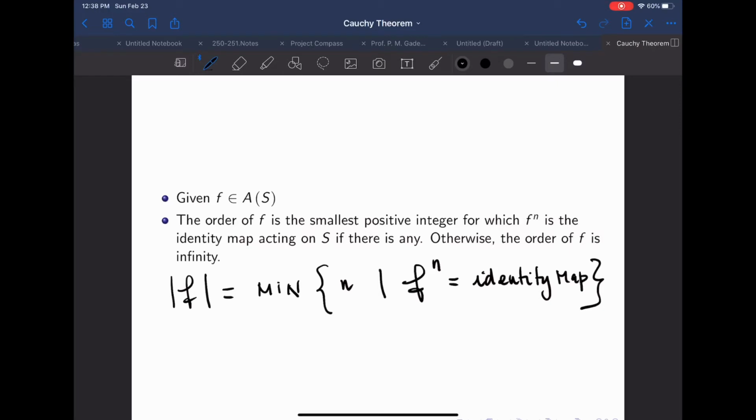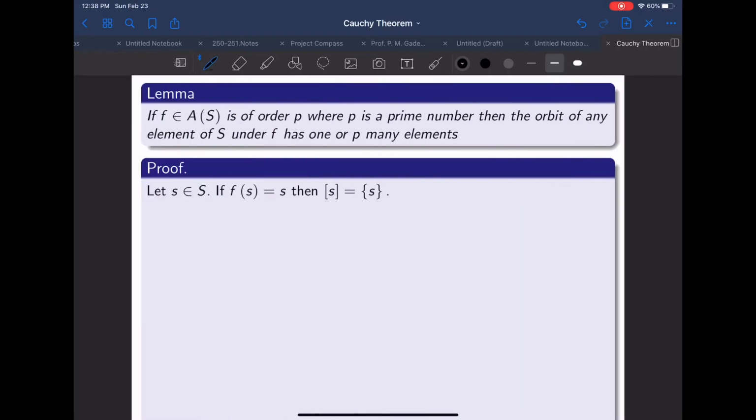Okay, if this is not the case, if this minimum doesn't exist, then we'll say that the order of f is simply infinity. Okay, now in this lemma we'll prove the following. If f is a bijection on S and is of order p, where p is a prime number, then the orbit of any element of S under the map f has either one or p many elements.